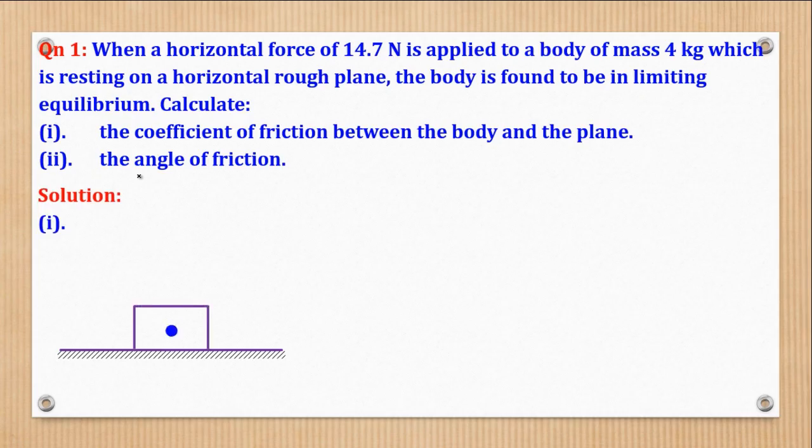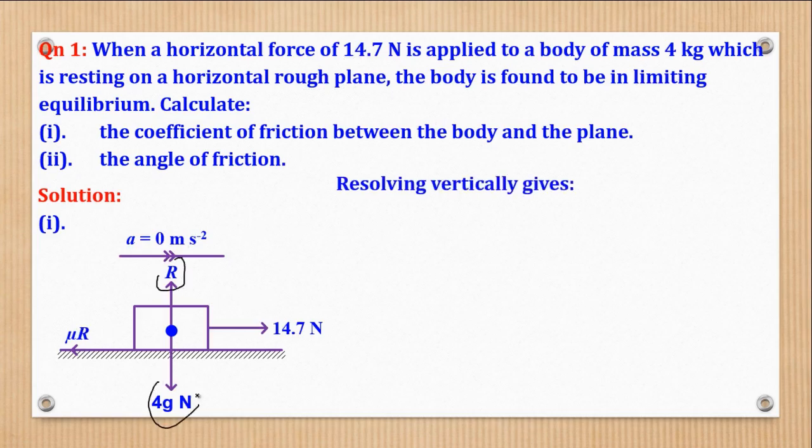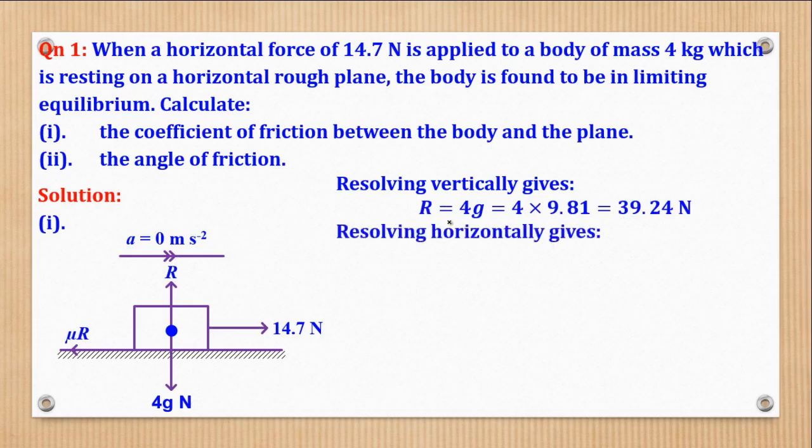Horizontal surface, the body, there should be weight, there should be normal reaction, there should be pulling force, which is this, then the direction of motion, which is a equal to 0. a equal to 0 because it is in limiting equilibrium, it is just at the point of moving, and friction because it is rough. It is rough, and therefore friction must oppose motion. So resolving vertically, this will be equal to this, to give you that. Therefore R is 39.24.